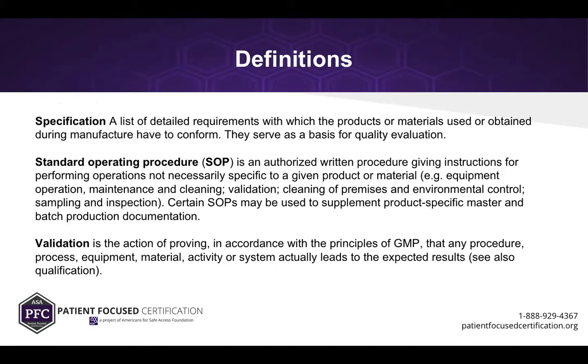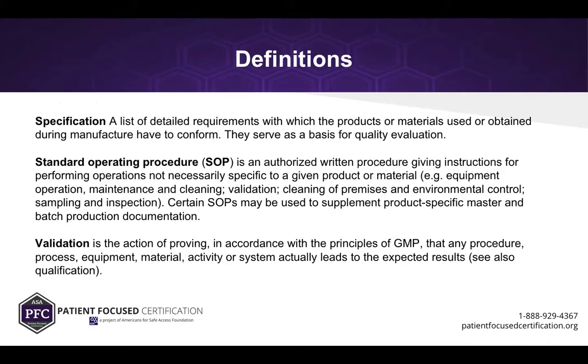Specification is a list of requirements with which the products or materials used or obtained during manufacture have to conform. These are the basis for your quality evaluation, and this, especially when you're manufacturing products, is going to be what you're determining as whether items pass or fail.